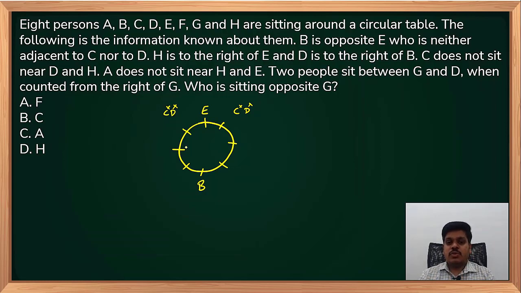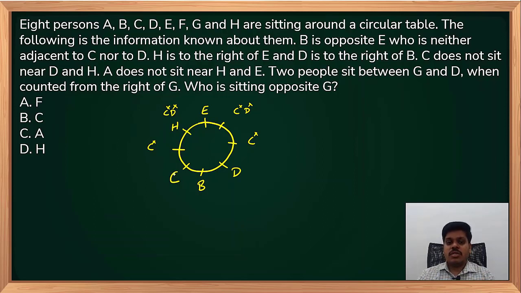Then next, H is to the right of E and D is to the right of B. So B's right is D's position, and E's right position is here and H is here. Then C does not sit near D or H. So C cannot be in this position, and C cannot be in this position, as this is near D and it is a neighbor of H. So C can be in this position only.